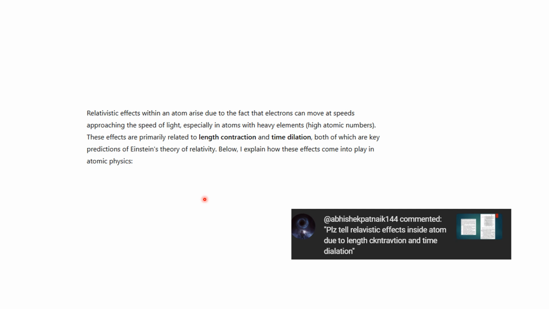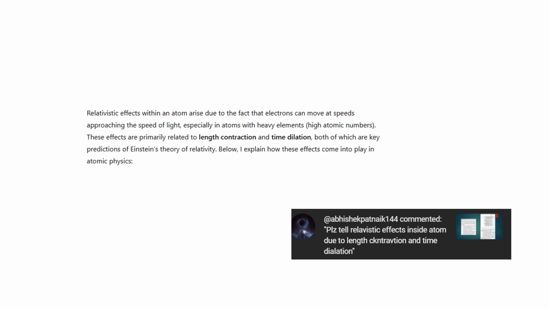So let's study relativistic effects. Within an atom, they arise due to the fact that electrons can move at speeds approaching the speed of light. Okay, speed of light आपको पता है बहुत ज़्यादा होती है. So these electrons can move at such high speeds, especially in atoms with heavy elements, which have high atomic numbers. These effects are primarily related to length contraction and time dilation, both of which are key predictions of Einstein's theory of relativity. So let's see how these effects come into play in atomic physics.